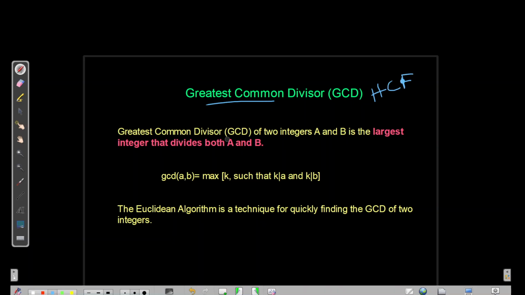The greatest common divisor, GCD, of any two integers A and B is the largest integer that divides both A and B, which is mathematically given as GCD of A comma B equals the maximum of K such that K exactly divides A and B. So this is the largest common factor or divisor which divides both A and B. We will also further learn about the Euclidean algorithm to find the GCD of two integers.